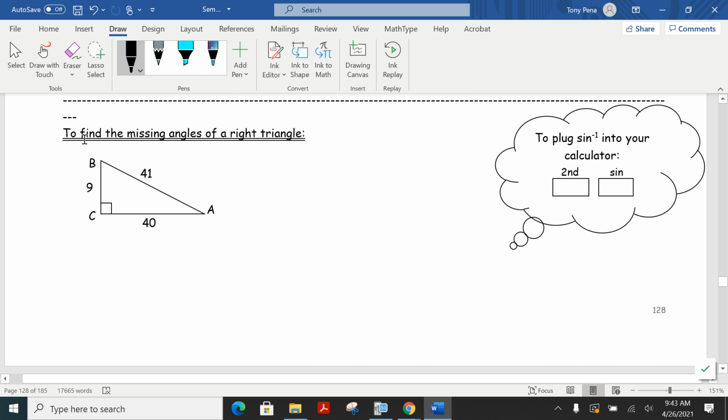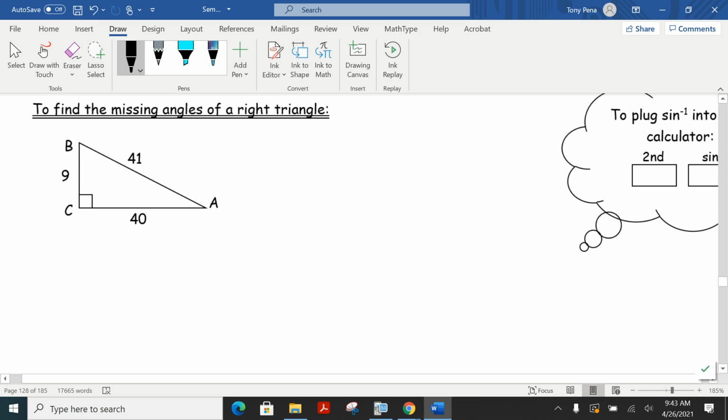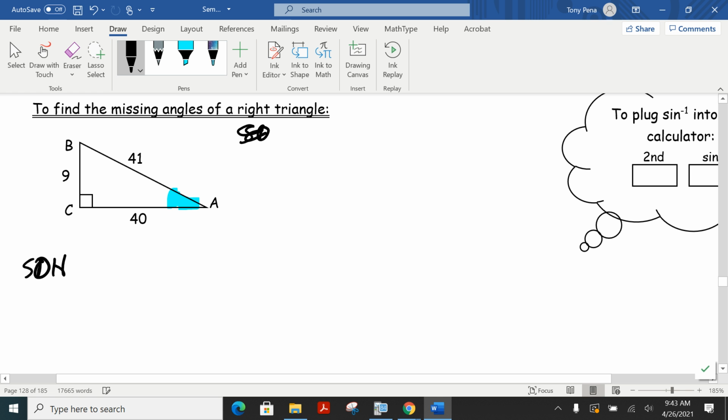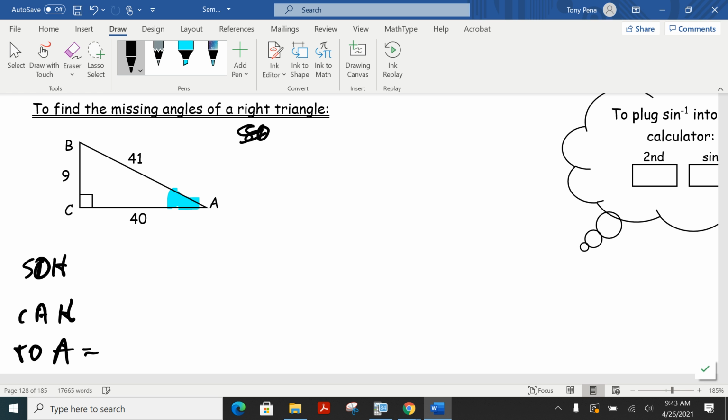All right, now the tricky one, the one that we want to be really, really careful of. It says to find the missing angles of a triangle. Now notice we have all the sides. Let's do A, just because A comes first alphabetically. Let me do it this way. I'm going to write these vertically. SOH CAH TOA. Let me do colons here. Because really there's all kinds of different ways to get this going.